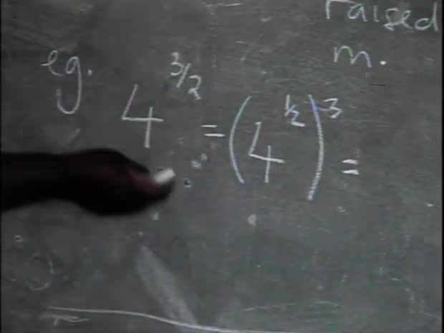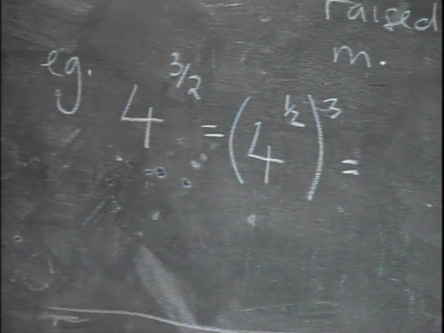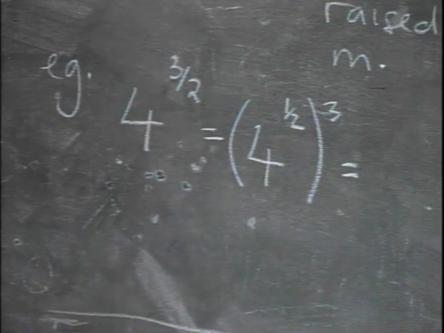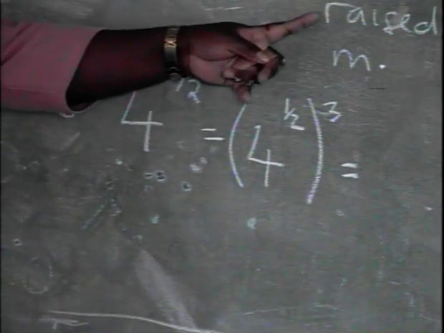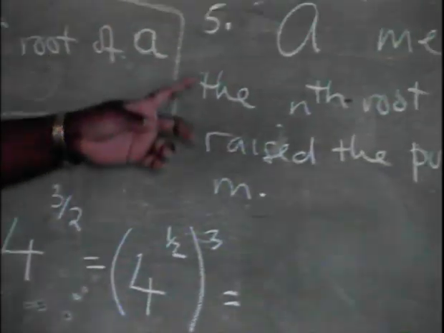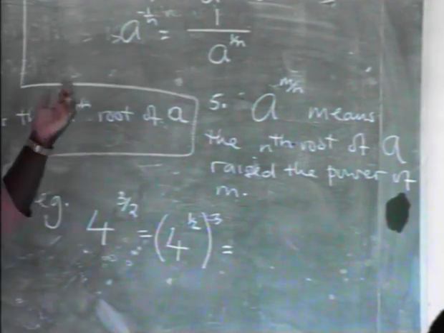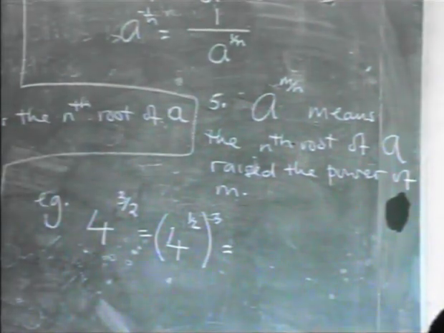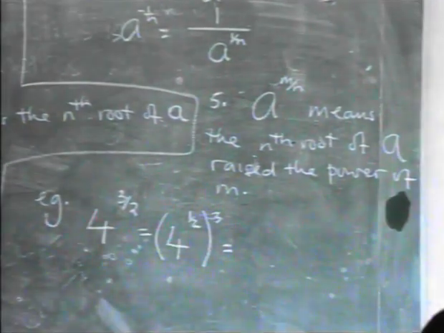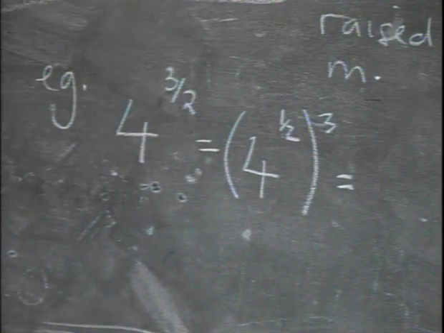What this means is that you have to find the square root of 4, and you have to raise the number to a power of 3. That's how I wrote the meaning of that. So a to the power of m over n means the nth root. I have to find the nth root of a, and then raise the answer to the power of m. So the square root of 4, note, you don't have to write it like this if you know that half means the square root of.